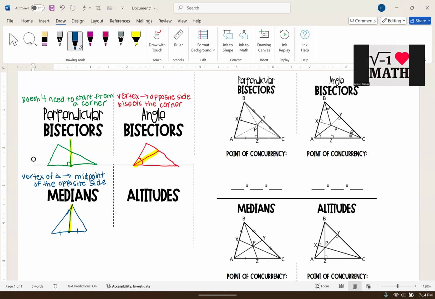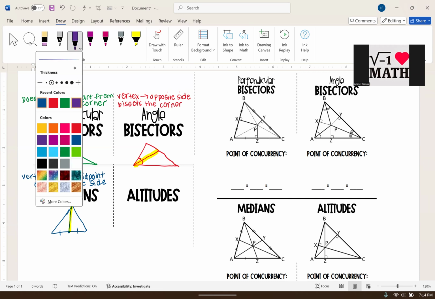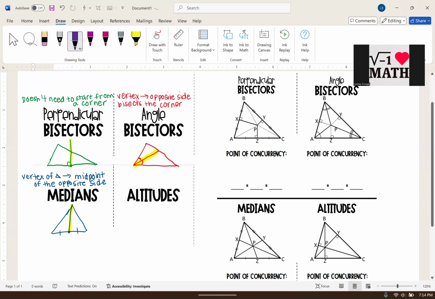The last one is an altitude. Here's my triangle. An altitude starts at a vertex, goes to the opposite side, and is perpendicular to it. So this one is vertex to opposite side, and it is perpendicular to the opposite side.